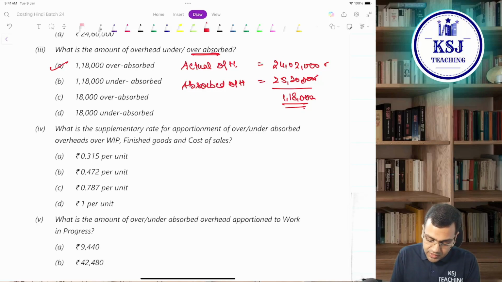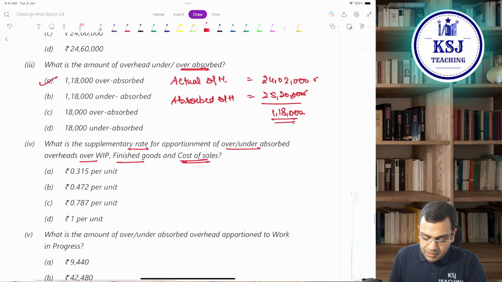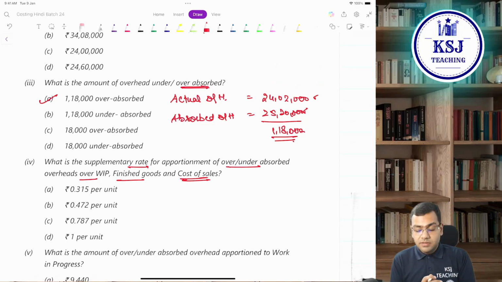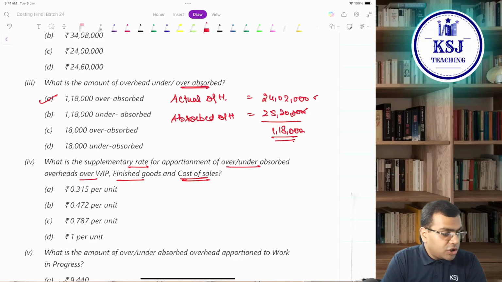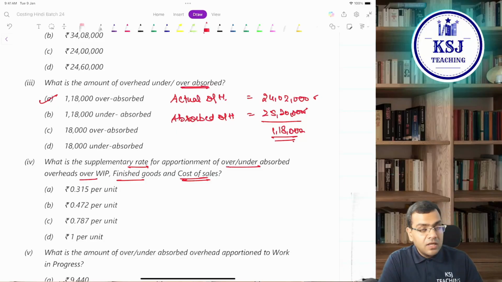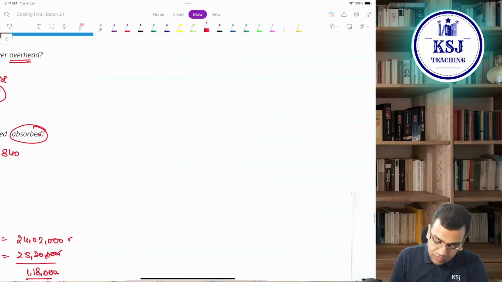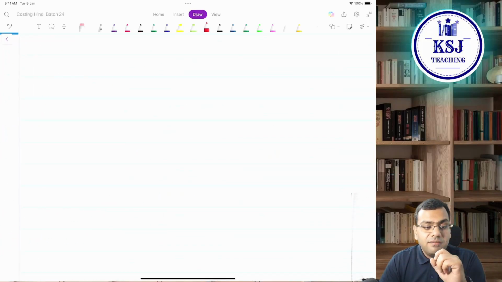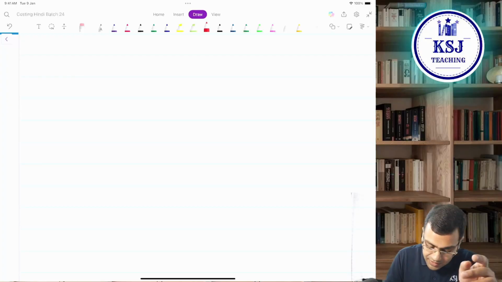Now, next they're asking what is the supplementary rate for the apportionment of over or under absorbed overheads over WIP, finished goods and the cost of sales. Now, the supplementary rate is to be calculated for the over absorbed overheads. That means, should I calculate the supplementary rate for 1 lakh 18,000? Yes or no? No, sir, I will not calculate for 1 lakh 18,000. Why? Because the supplementary rate is only calculated if the over and under absorbed overheads is due to genuine price rise or fall.